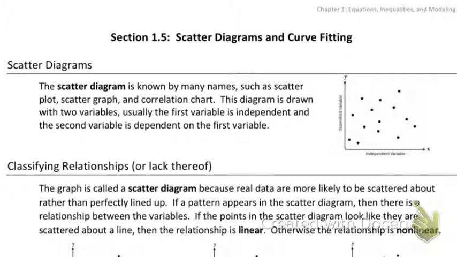We've seen these before. A scatter diagram is known by many names, such as a scatter plot, scatter graph, or correlation chart. Usually you don't see it as correlation chart, but that's what it's showing you. This diagram is drawn with two variables. Usually the first variable is independent and the second variable is dependent. So usually our independent variable is going to be our x-axis, and our dependent is going to be our y variable.